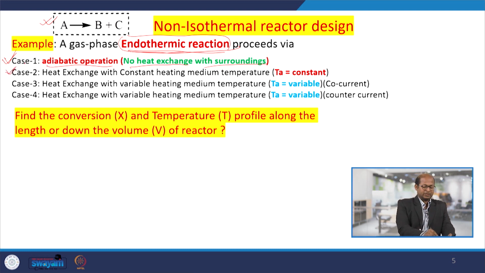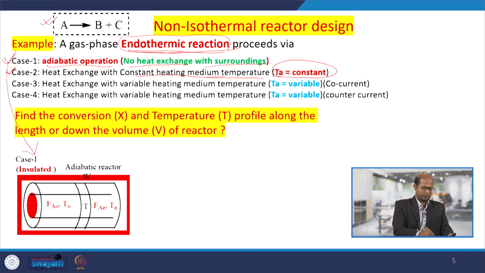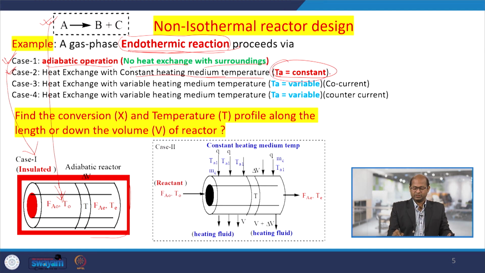This is another case, where the reaction is endothermic but with heat exchange with a constant heating medium, that is, the heat transfer fluid passing outside the reactor. Here this is case 1: you can see the reactor, where we conduct the reactions inside, and the outside is insulated, so a barrier is there. When the reaction takes place, there is no heat exchange. Under these conditions, as the reaction progresses, what would happen to the temperature inside the reacting mixture? We will discuss that. And the second case is Ta equals constant.